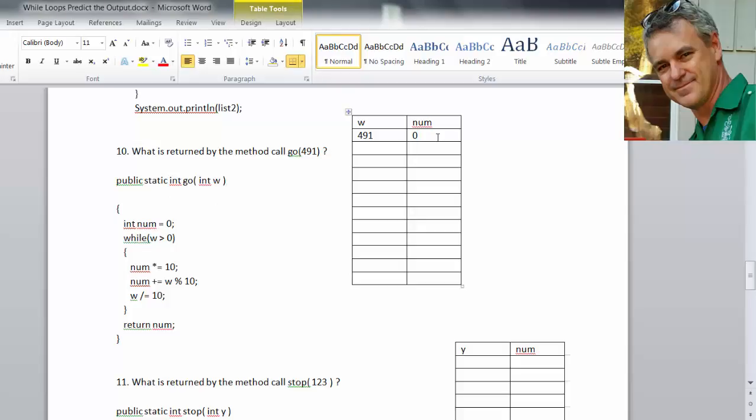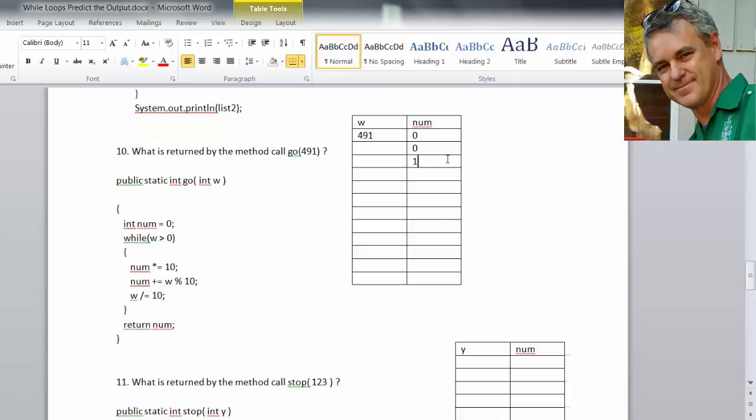Now we're in the loop because 491 is bigger than 0, and we take num times equals 10. That looks bizarre. Why ever take 0 times anything? But that's what's going on here. And we take 0 times 10 to get 0 still. And then we take num plus equals W modulus 10. Okay? Num plus equals W modulus 10. A lot of steps, but each step here should be pretty easy for us. W is 491, modulus 10 gives us 1, and we add 1 to num, and we get 1.